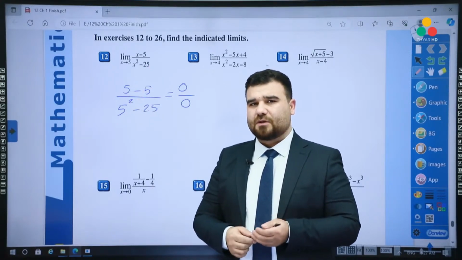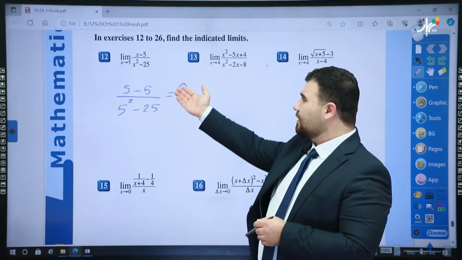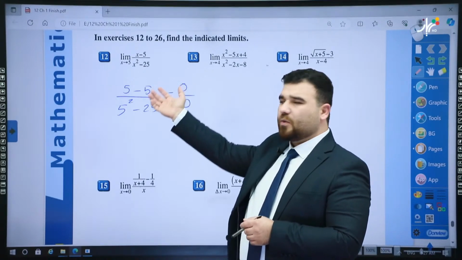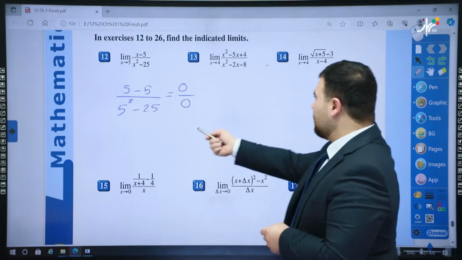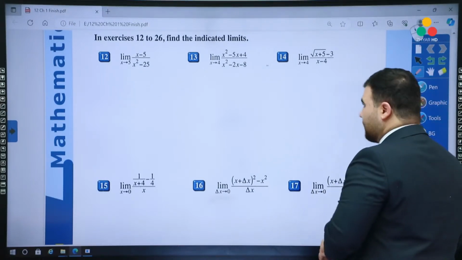Later in the next chapter we study a way, it's called L'Hopital. We can solve every limit that becomes 0 over 0 within 2 easy steps. Now look at this, how can we solve this without the idea of L'Hopital?